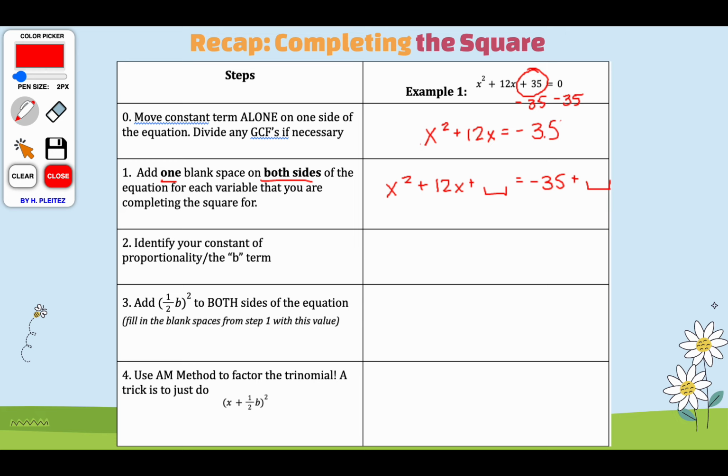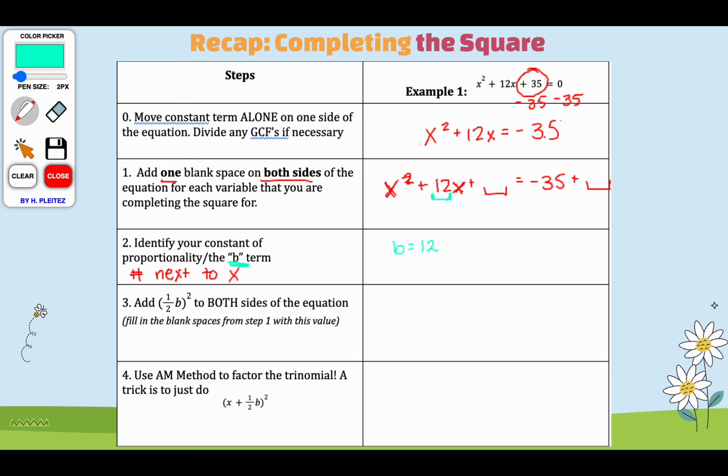Now, step 2 says identify your constant of proportionality, the b term. Now, these are all fancy words, but in simpler terms, and you can add this into your table if you'd like, it's the number next to x. Meaning, I'm not looking at this x squared over here. I'm looking at the term that has x in it, and my constant of proportionality, or my b term, is going to be this number that is right next to x. So that means that our b value, or our constant of proportionality, is 12.